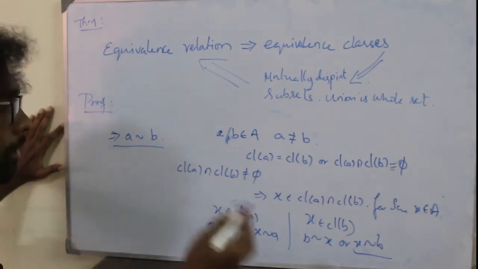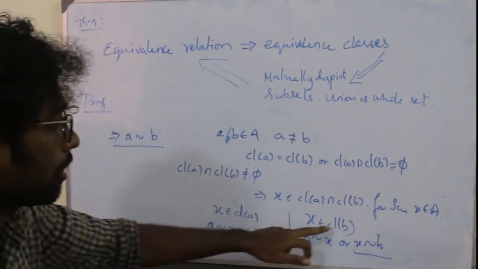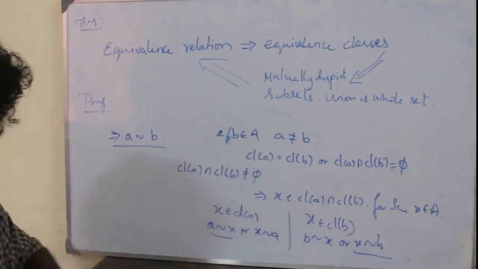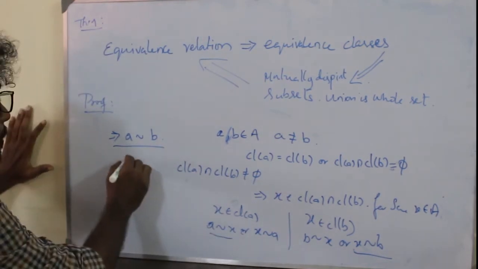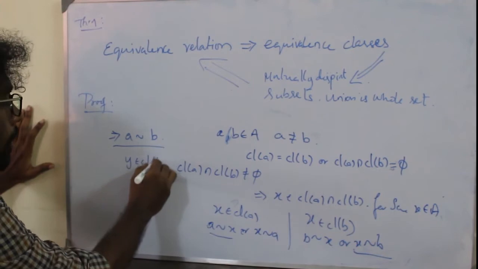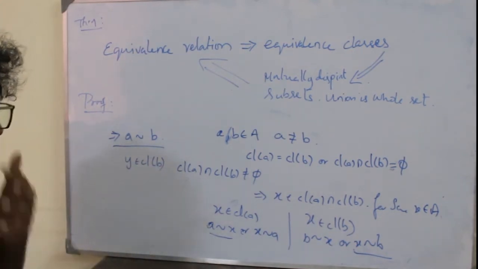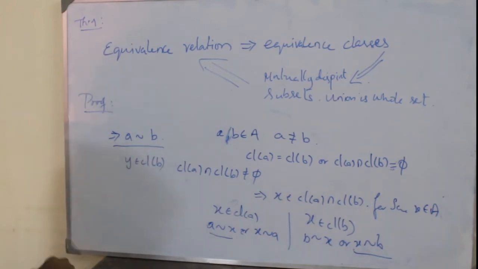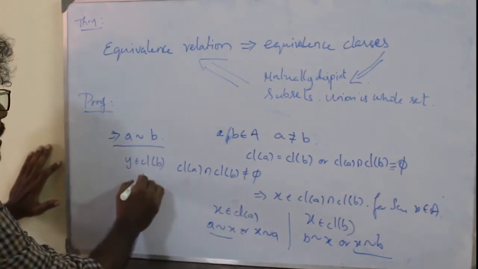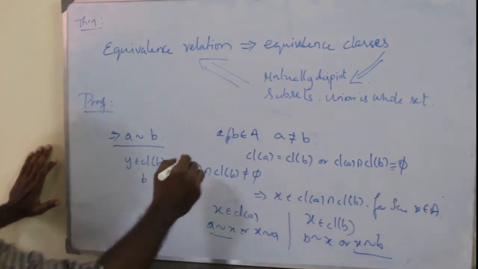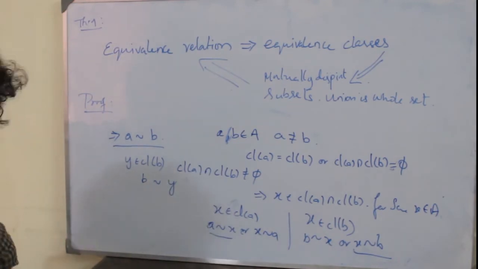Suppose there exists one more element in Cl of B. Suppose Y belongs to Cl of B. If there exists Y belongs to Cl of B, what is the meaning of it? B is related to Y.